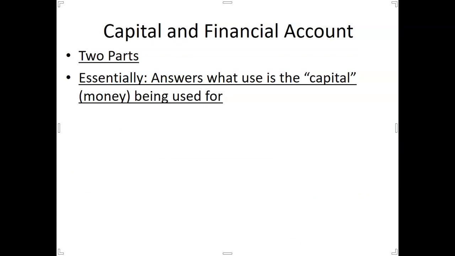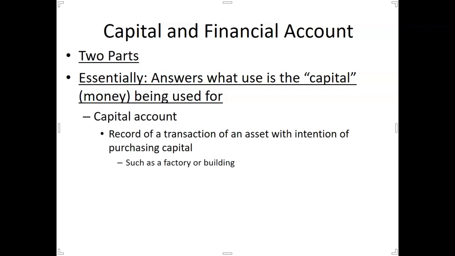So again, there's really two parts to this: the capital and financial accounts. These days, we usually just use capital, meaning money. We're looking at the money, not the machinery being used. So what is this capital? What is this money being used for? The capital account is a record of a transaction of an asset with the intention of purchasing capital. For instance, if a foreign company invests and buys a factory or a building in another country, they buy ownership of that asset. The factory and the building still stay in the other country, but the ownership of the asset has been transacted. So I've sent capital in order to own that asset.